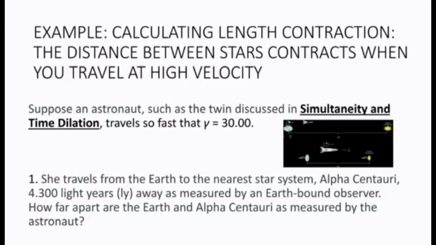The distance between stars contracts when you travel at high velocity. Suppose an astronaut, such as the twin discussed in time dilation earlier, travels so fast. Number 1, she travels from the Earth to the nearest star system, Alpha Centauri, 4.3 light years away as measured by an Earth-bound observer. How far apart are the Earth and Alpha Centauri as measured by the astronaut?